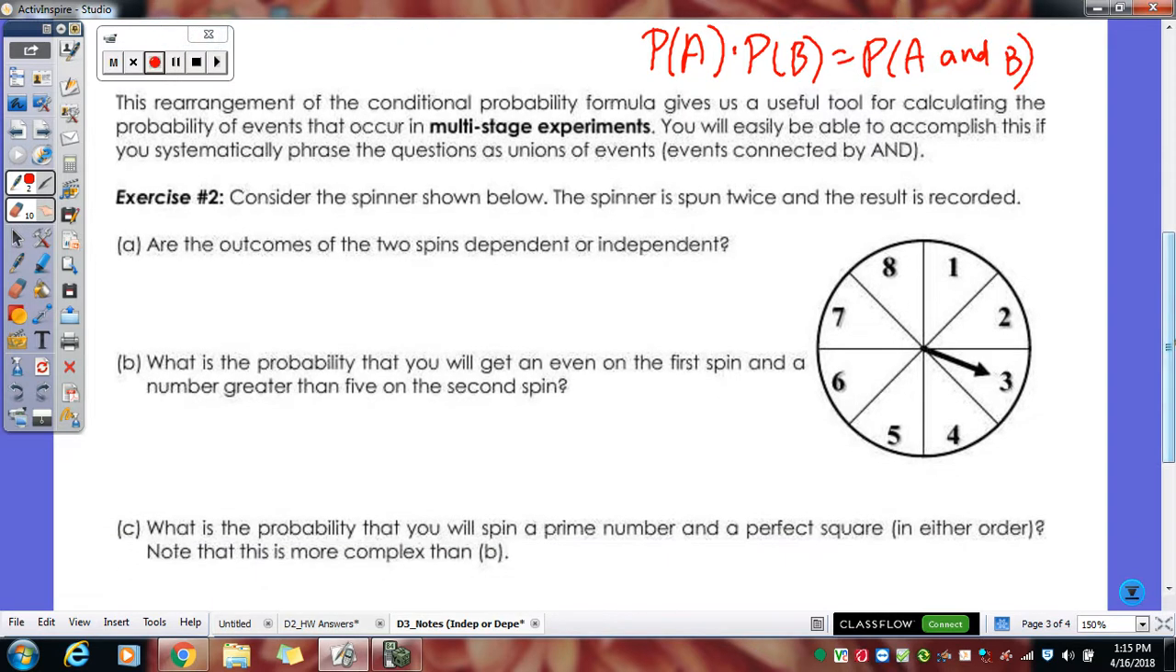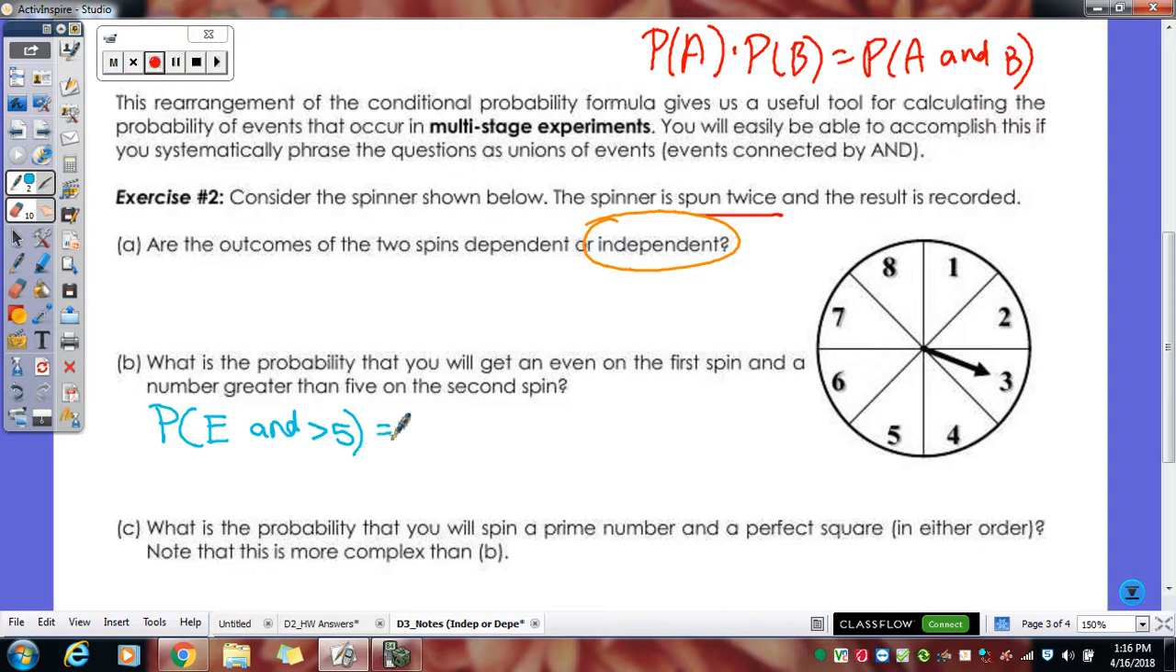So here we have a spinner, and it is spun twice. Are the outcomes of the two spins independent or dependent? If I spin it once, get my answer, and spin it again, are they going to be independent or dependent? Independent. That first spin in no way is going to affect what you get on your second spin. It's still equally likely to happen. So what is the probability that you will get an even on your first spin and a number greater than 5 on your second spin? What you have to think about in your head is we're looking for the probability of an even and a number greater than 5. That's what we're trying to get. These are an and, so you're looking for even and greater than 5.